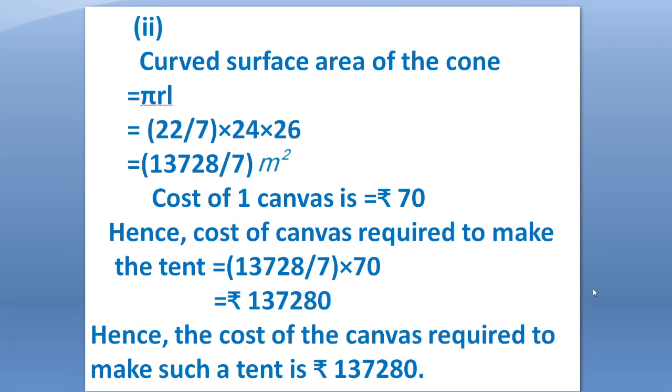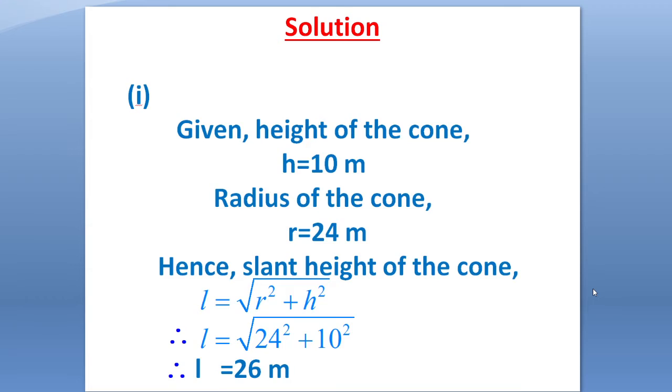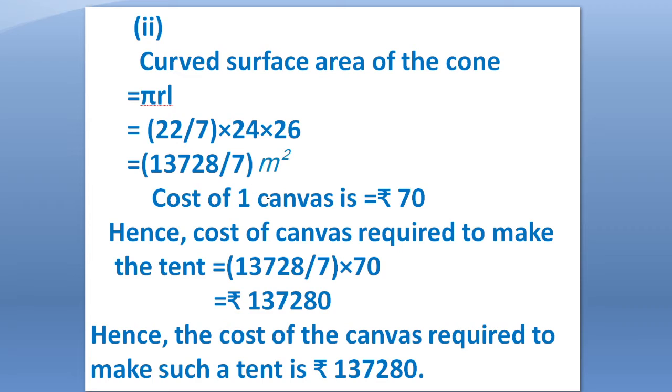Second one, the curved surface area of the cone is equal to pi r l. So it is equal to 22 by 7 into r, which is 24, and l is 26. So it is equal to 13,728 divided by 7 meter square. Now see, cost of 1 meter square.